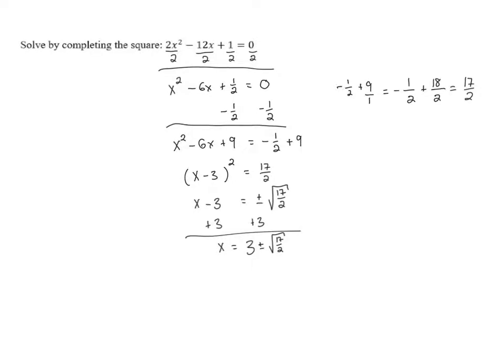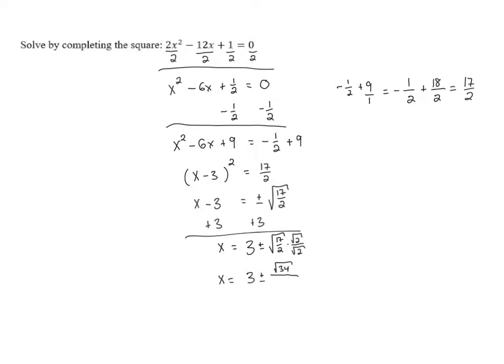And we're not able to leave our answer like this because we know that we're not allowed to have a fraction underneath the radical. So we're going to have to rationalize the denominator. To do that, we need to multiply the top and bottom by the same quantity. And in this case, that quantity is the square root of 2. When we do out the multiplications, in the numerator, the square root of 17 times the square root of 2 is the square root of 34.